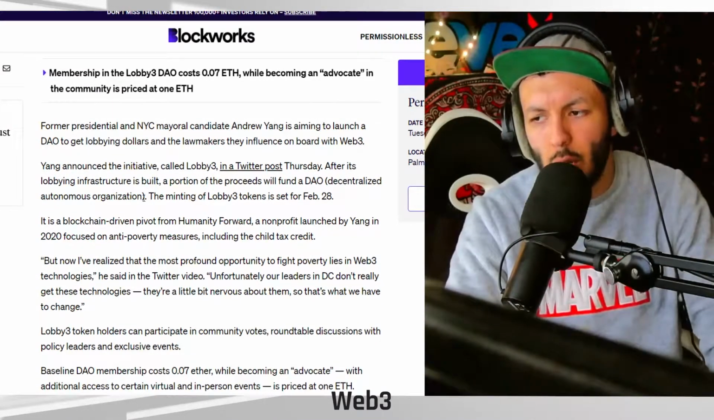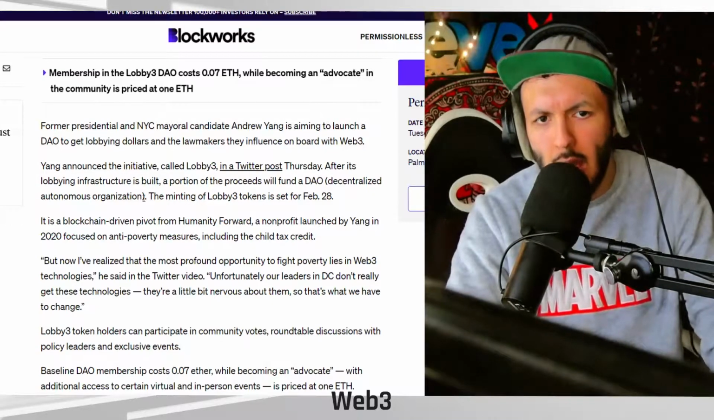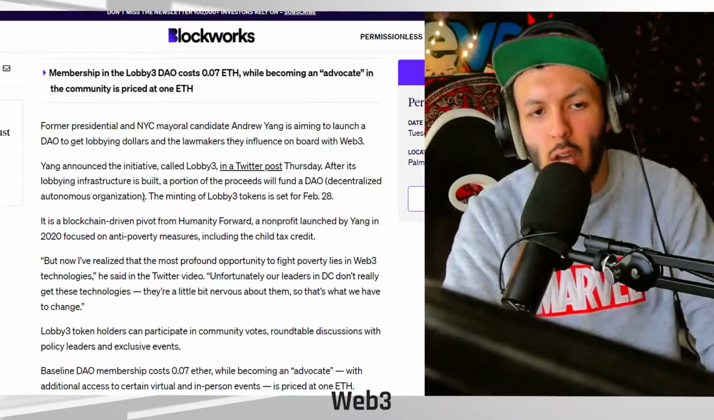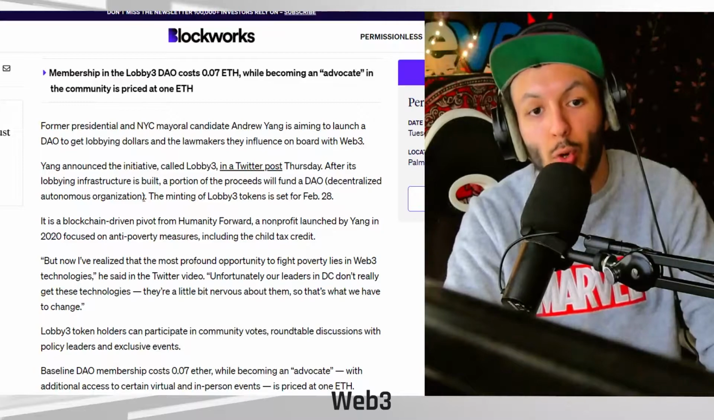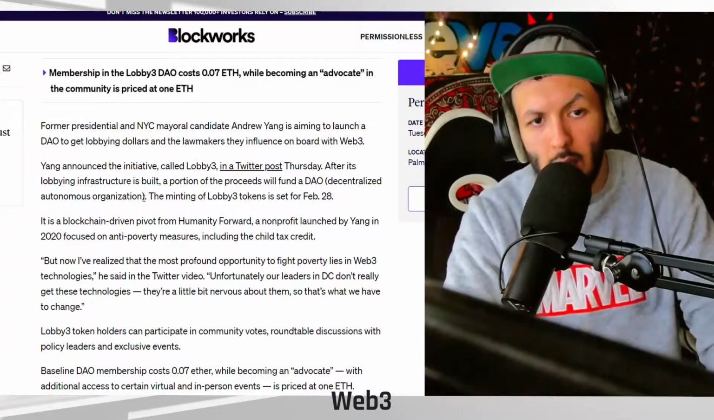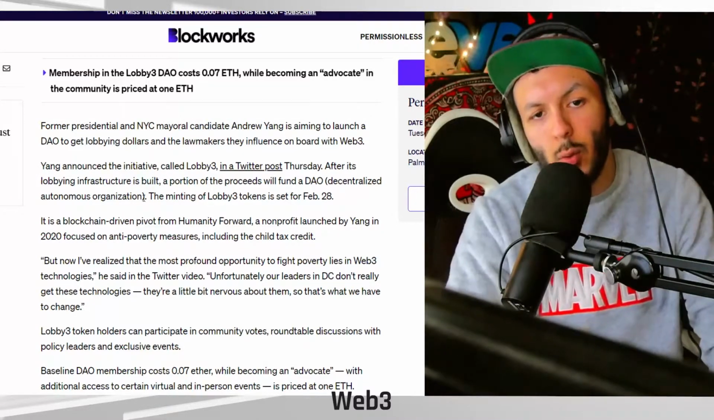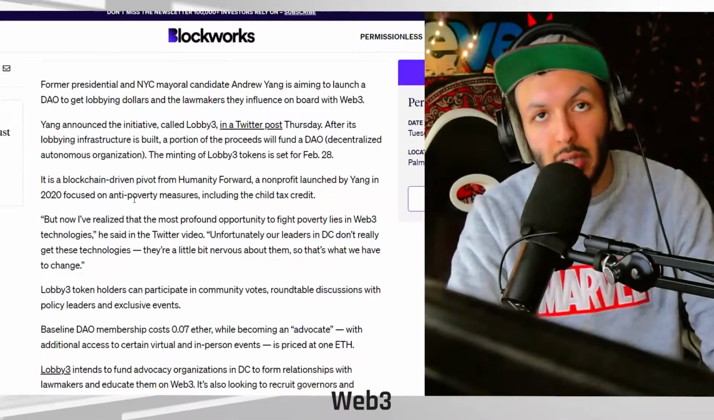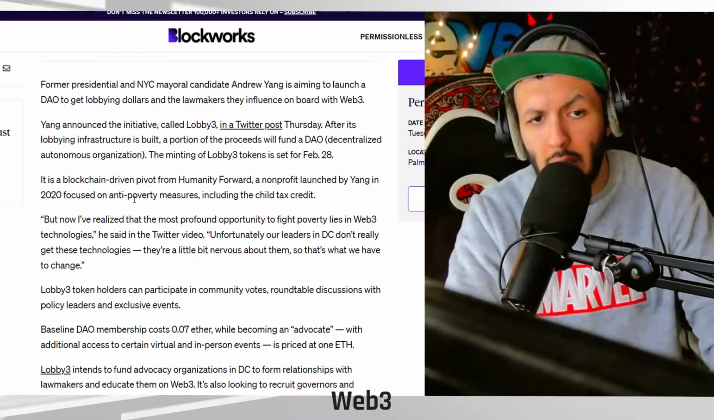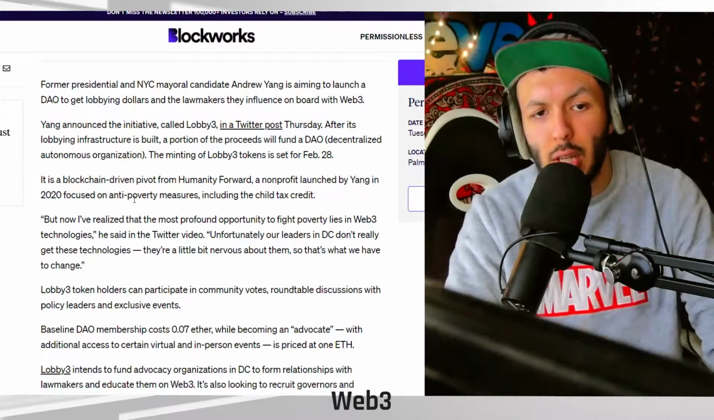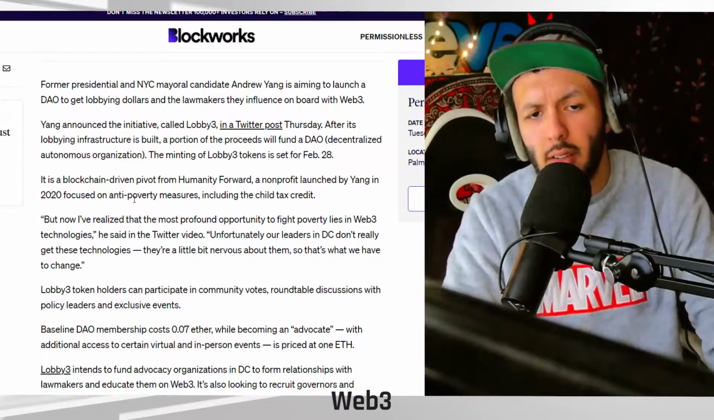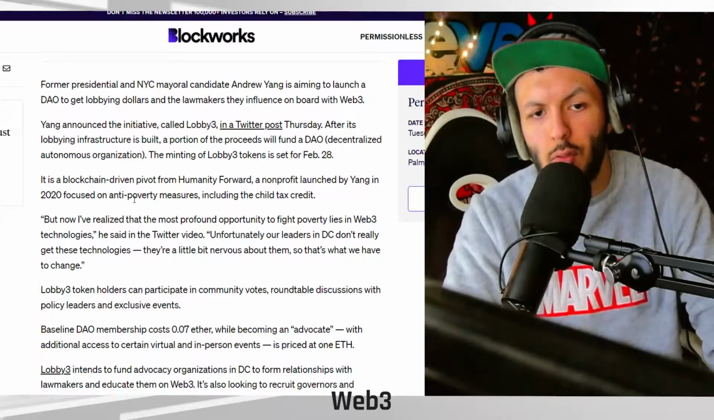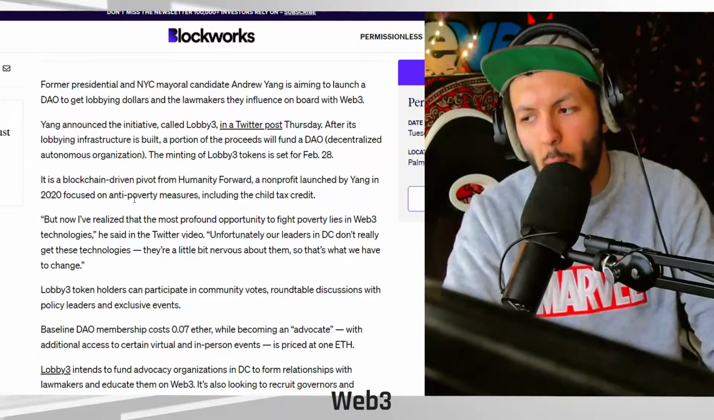The former presidential and NYC mayor candidate Andrew Yang is aiming to launch a DAO, a decentralized autonomous organization, to get lobbying dollars and the lawmakers they influence on board with Web3. He announced an initiative called Lobby3 in a Twitter post, which we're going to have a look at very soon. Thursday, after its lobbying infrastructure is built, a portion of the proceeds will fund a DAO. The minting of Lobby3 tokens is set for February 28.